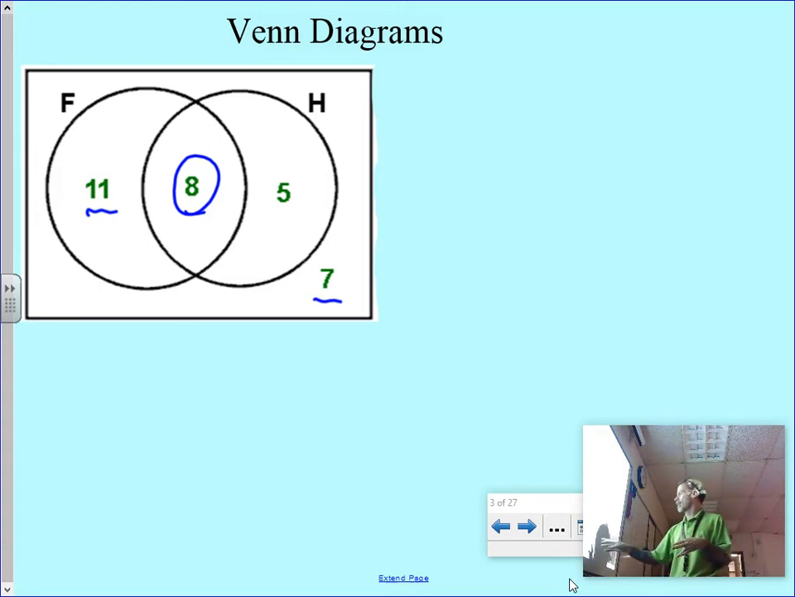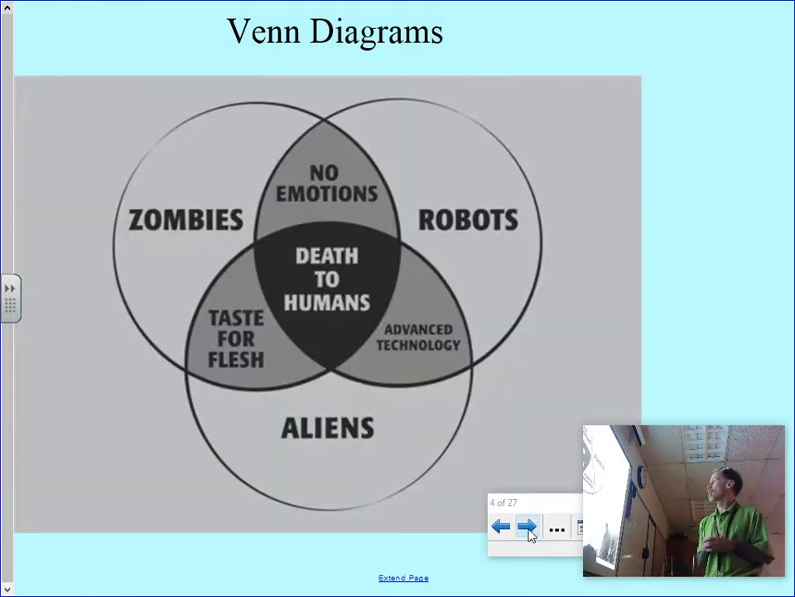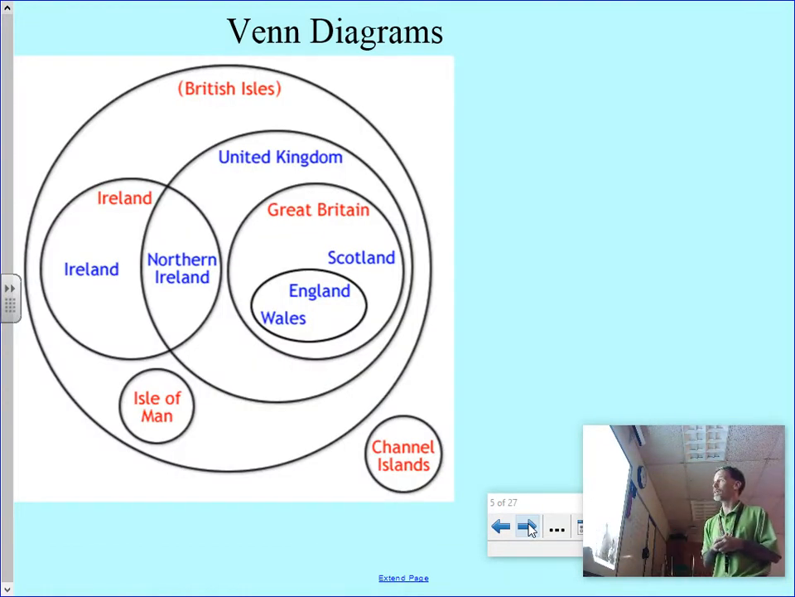So we're going to see a little more complicated Venn diagram when we talk about real numbers. But I've got a couple more that I think are kind of hilarious. If you have one about zombies, robots, and aliens, I'm not sure I agree with the whole death to humans thing of being in all three, because I think not all robots are mean, and I hope not all aliens are mean. But that's a fun one that I found. And then there's a real crazy one about the British Isles. We'll do a couple of examples like this in class, but for the sake of the video, you can pause this and quiz yourself and see which one's in which one and all that good stuff.